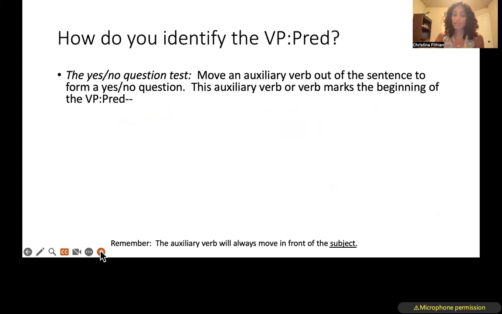The way that we make yes-no questions is we move an auxiliary verb out of the sentence in front of the subject. And the auxiliary verb, or if it's just a verb, is going to mark the beginning of the VP predicate. So let's say, for example, we have this sentence: the president will visit Moscow in June.